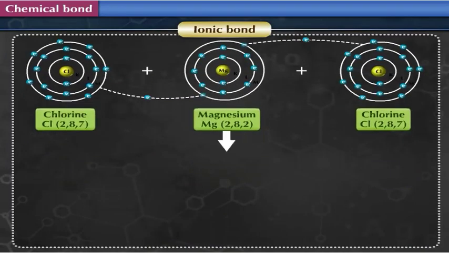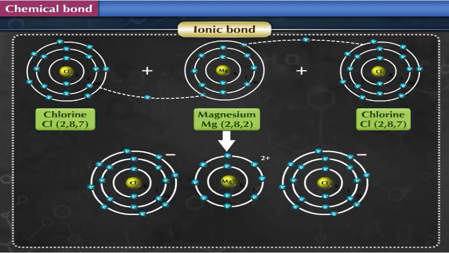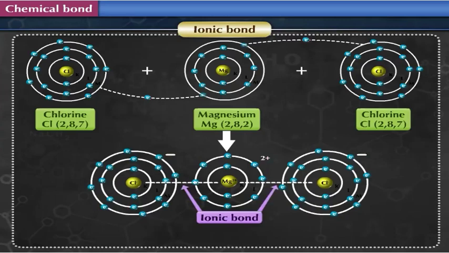During this process, magnesium ion with 2 positive charges is formed and chloride ion with 1 negative charge is formed. The magnesium and chloride ions are bonded to each other by an electrostatic force of attraction, forming an ionic bond. Thus, the ionic compound magnesium chloride is formed. Let us study the formation of some more ionic compounds and get a better understanding of the concept.